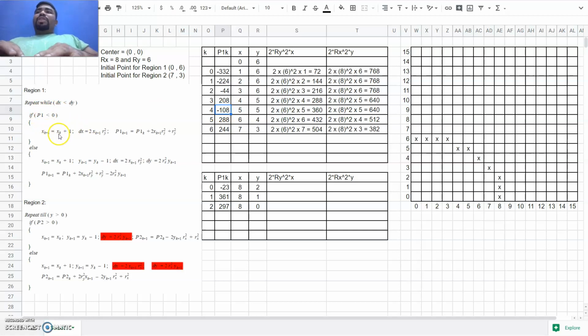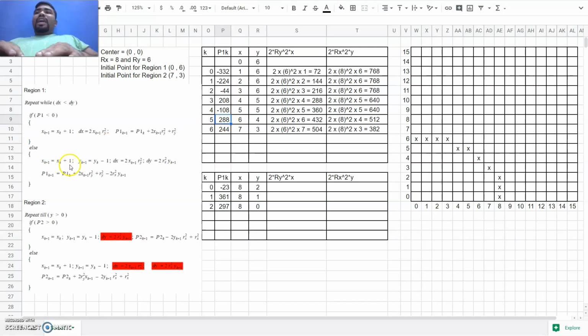In this if statement, we only increment x. There's no increment of y. So you can clearly see x is incrementing from 4 to 5. Y remains the same. So we calculate only dx, which we get as 360. Y remains the same as 640. Using this xk plus 1 and yk plus 1, we calculate the new pk plus 1, which comes out to be 288, which is positive.